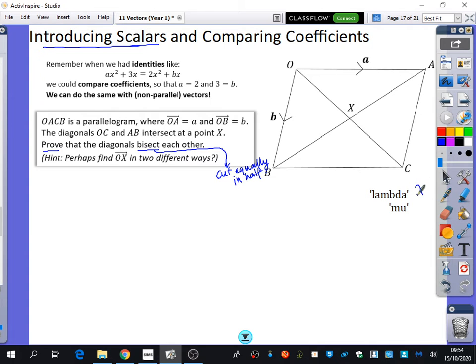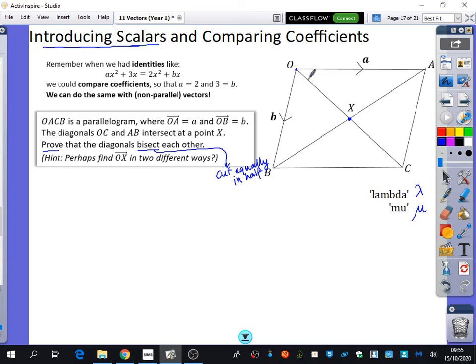It's this one. I think of that as an upside down y. And mu is the one that looks like a u with a little tail at the beginning. So we're going to be introducing some scalars into this problem. And I've said as my hint, and this is going to be the hint for all of these kinds of questions, find the thing you're interested in, where is x. We're going to try and find x in OX in two different ways.